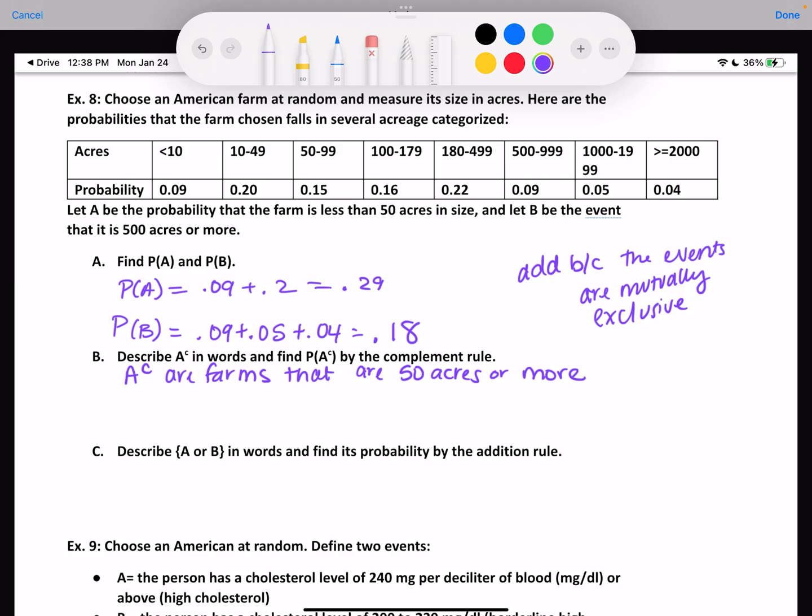So what is the probability of A complement then? 1 minus the probability of A. So we're getting everything outside of A, which is 1 minus 0.29, correct, which is 0.71.